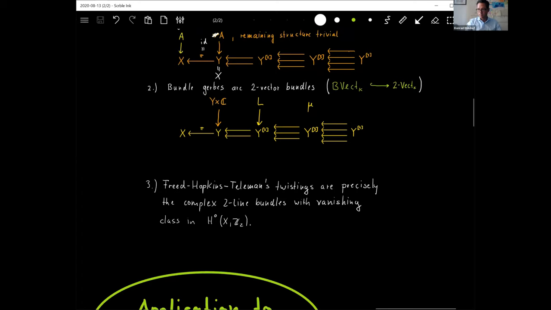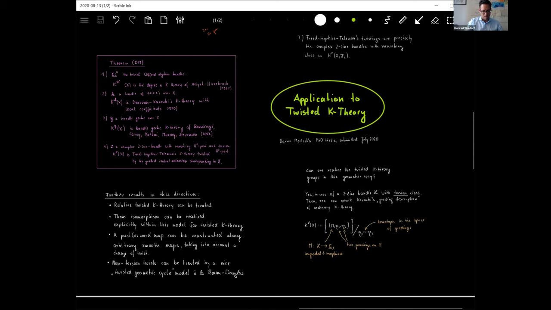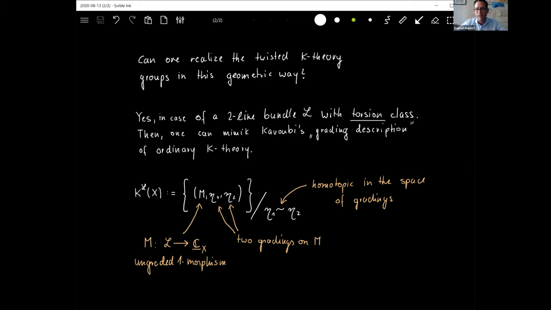So now, I talked already about twisted K theory, so we are not far from this little section about applications. The natural question one can pose now is, of course, if the twistings of twisted K theory can be realized nicely using two vector bundles, can we also realize the twisted K theory groups geometrically in this model? And of course, there is no totally satisfying answer to this, because it is clear that for the non-torsion twistings, the twisted K groups will never be simple geometric objects. But at least for the torsion case, it works here, and it works in a very nice way.